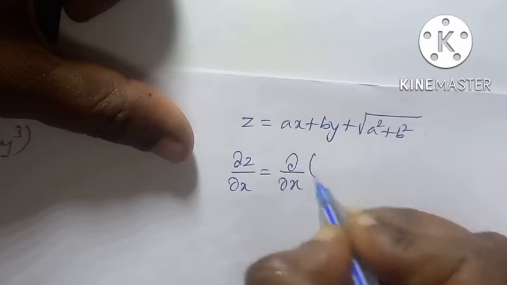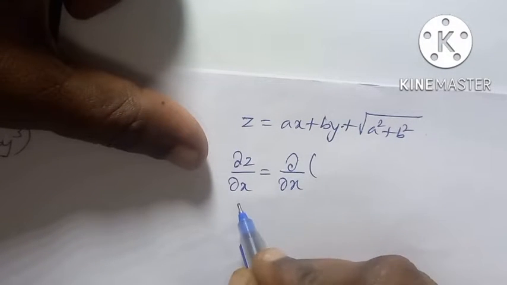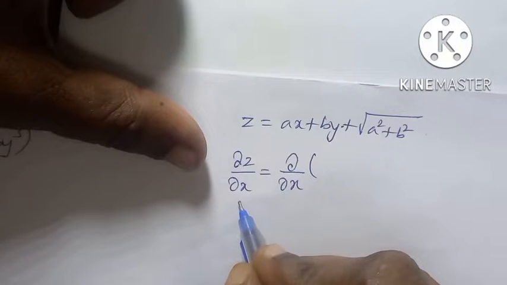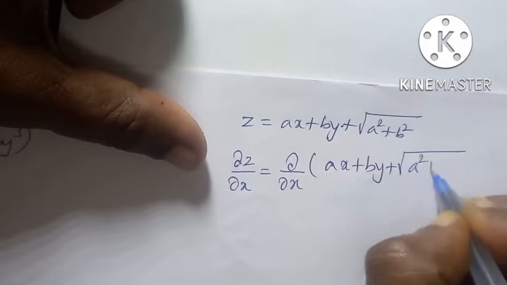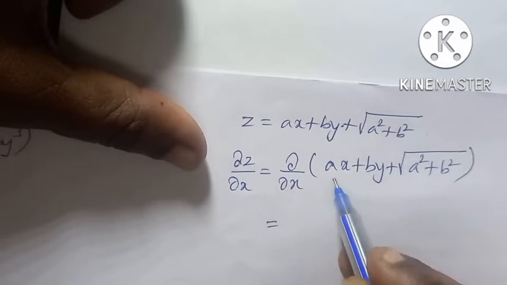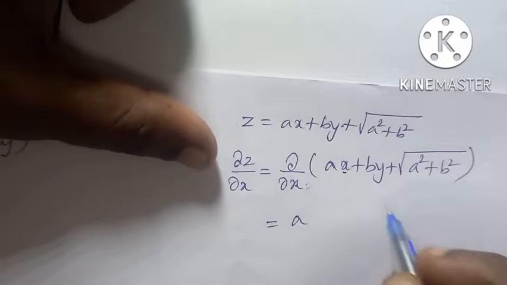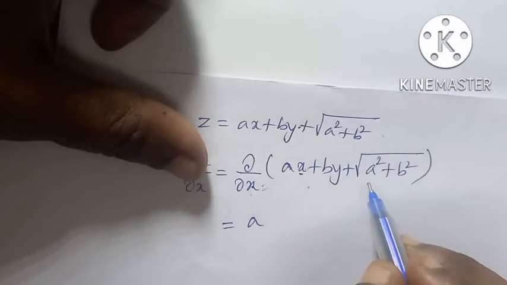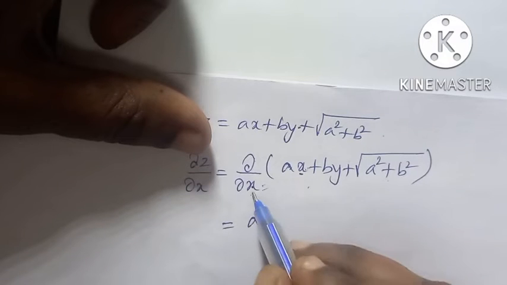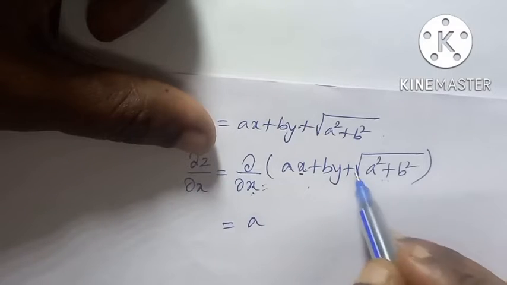∂/∂x of f with respect to x, partially. When we have more than one variable, we have to use the word partially. The word partially says other variables are constant. Take ax + by + √(a² + b²). When you differentiate ax with respect to x, take a outside; x with respect to x is 1. When you differentiate by with respect to x, it becomes 0. When you differentiate √(a² + b²) with respect to x, it will become 0, because it is a constant, right? Constant. So the answer is a.